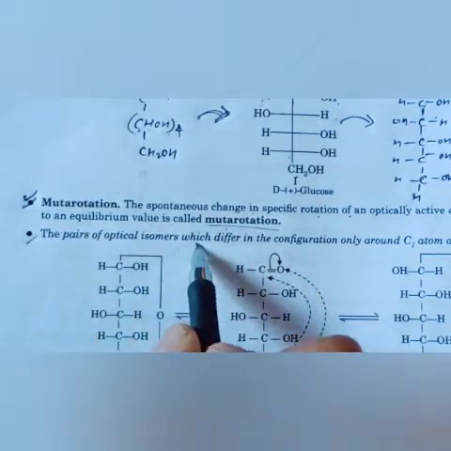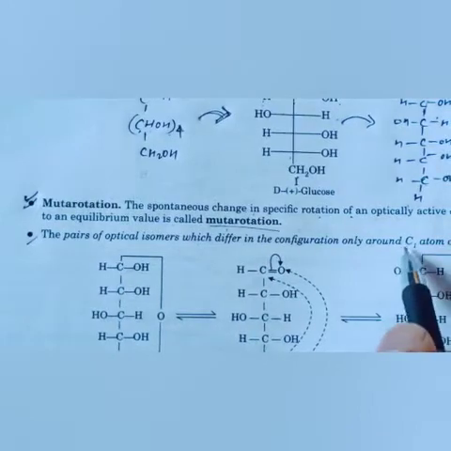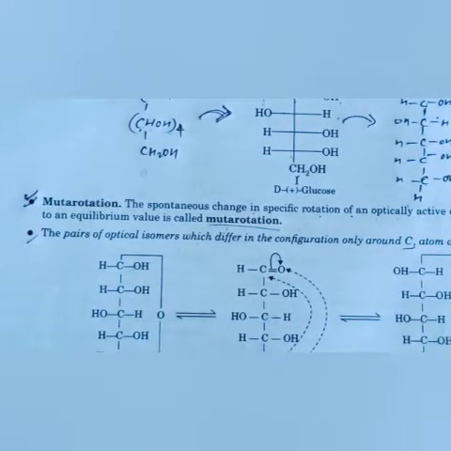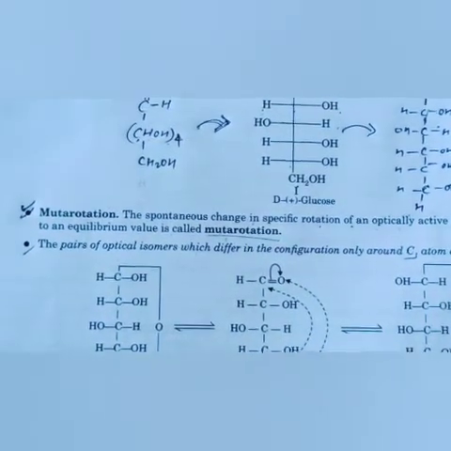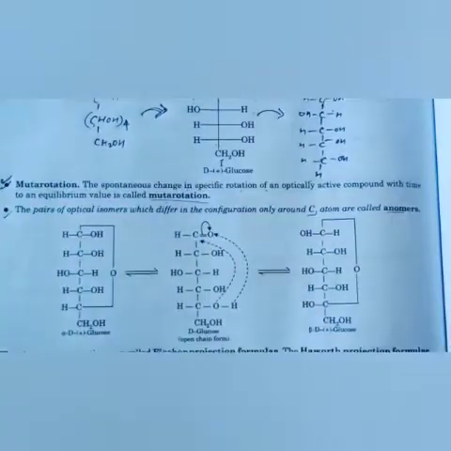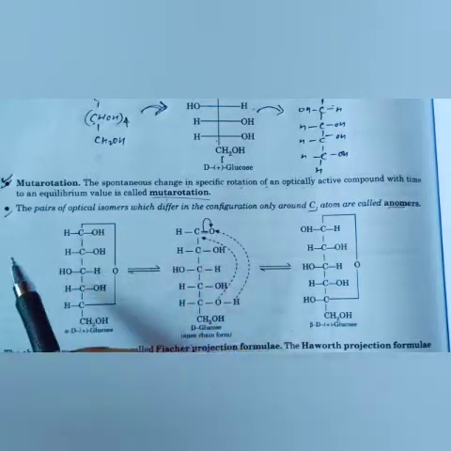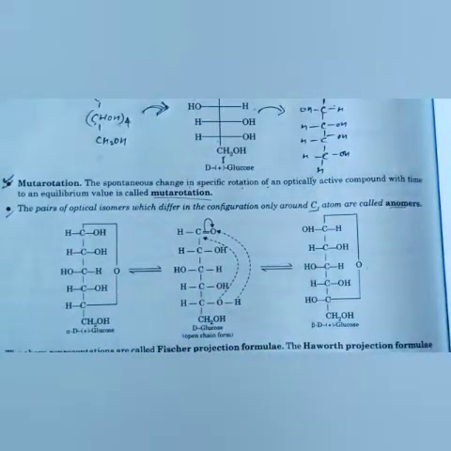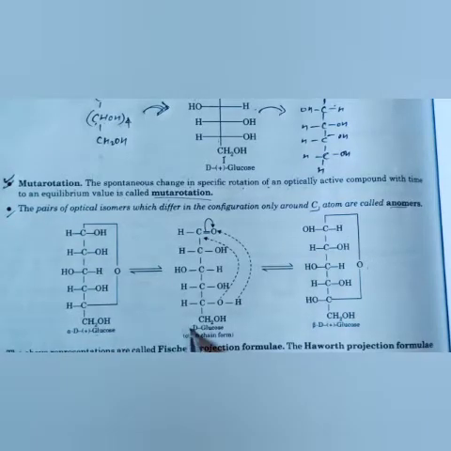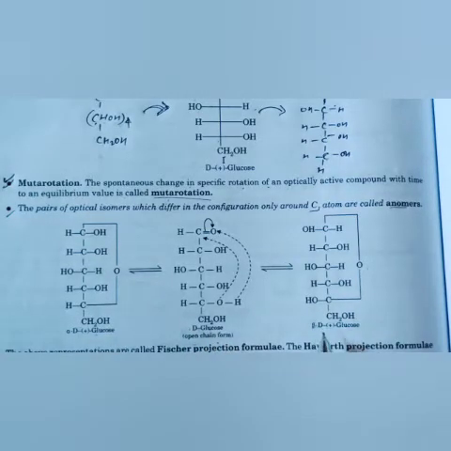The pair of optical isomers which differ in configuration only around the C1 atom is called an anomer. जब एक ही कार्बन पर रोटेशन चेंज हो जाती है, एक ही कार्बन घूमता है, मान लो यही कार्बन घूम रहा है सिर्फ, this carbon is only rotating, then it is called anomer. And we have different types of alpha dextroglucose, D glucose open chain, then beta dextroglucose.